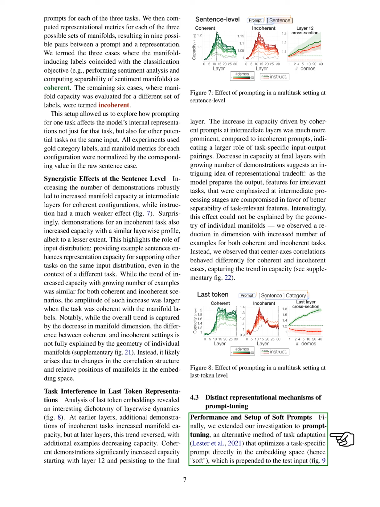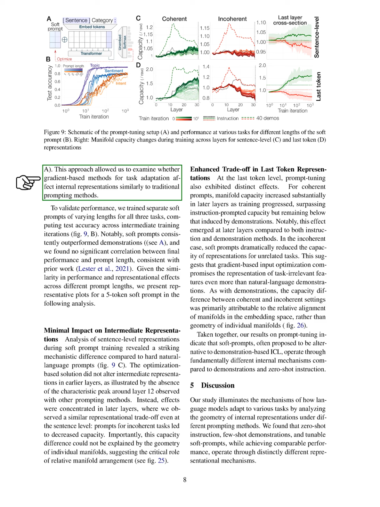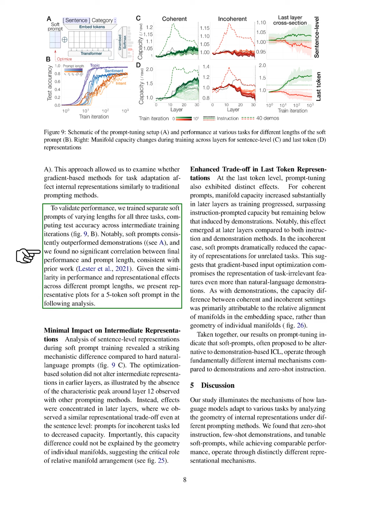We then shifted our focus to soft prompts, an alternative method for task adaptation that optimizes a task-specific prompt in the embedding space. This approach allowed us to investigate whether gradient-based methods affect internal representations similarly to traditional prompting. We trained separate soft prompts of varying lengths for 3 tasks and found that soft prompts consistently outperformed demonstrations, with no significant correlation between final performance and prompt length.